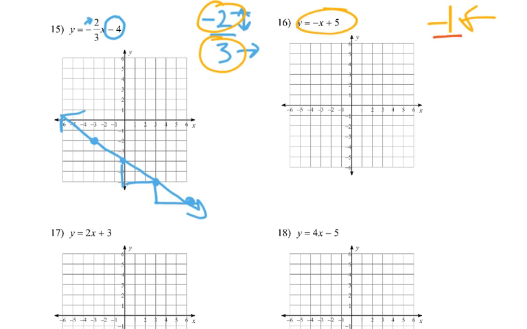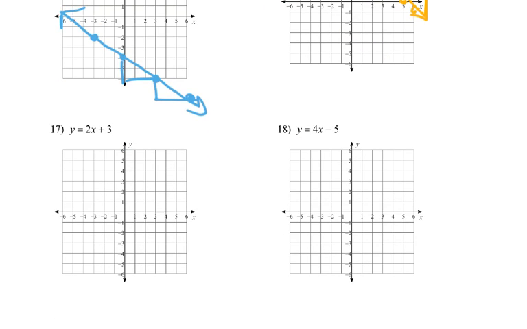So, it's like -1 over 1. So I start at 5, because that doesn't have the x. And I'm going to go down 1, to the right 1. Down 1, to the right 1. And I can just keep going as long as I want. But like I said, 2 to 3 dots, definitely enough to draw a line. Hopefully better than that one, because that was a horrible line. But you get the gist.